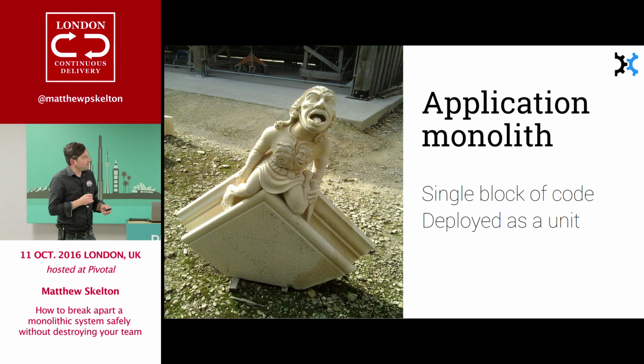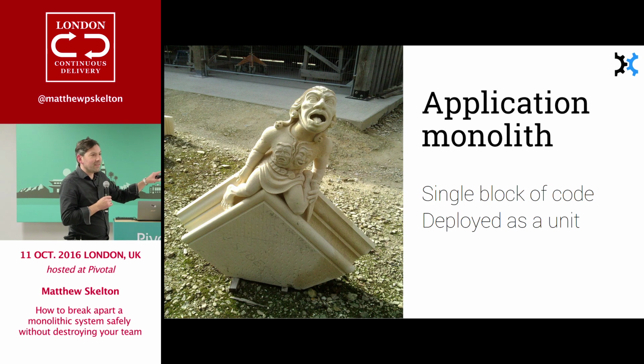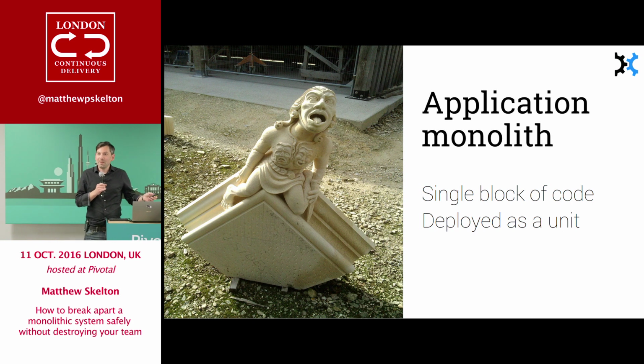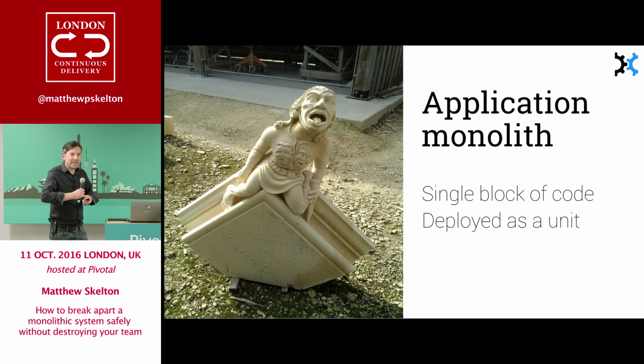This is a literal monolith. It's a single piece of rock. It's actually a carving from the stonemasons at York Minster in the north of England. Anyway, when I was there on holiday once. It's not all about my holiday snaps, by the way. I've done that before, but not today. Anyway, so it's a single block of code. It's deployed as a unit. You can't take it apart without actually breaking it.